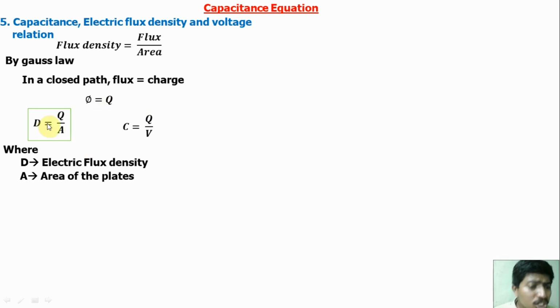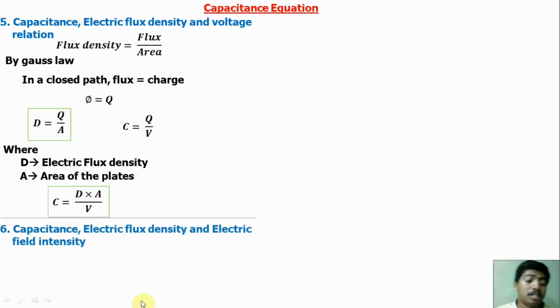Substitute this charge equation in the capacitance equation, and we will get another capacitance equation in terms of electric flux density and voltage. This is the equation of capacitance in terms of electric flux density and potential. Okay, this is the fifth equation.